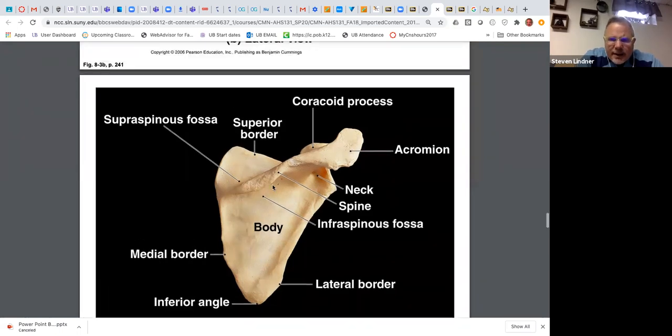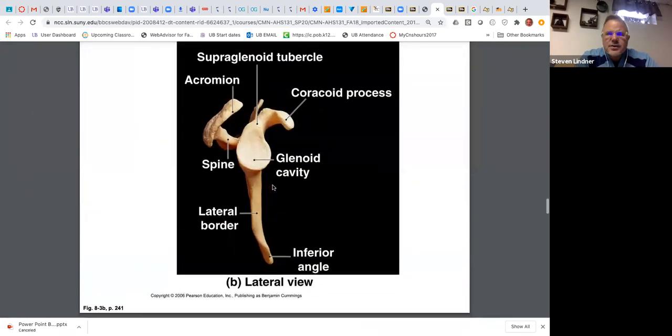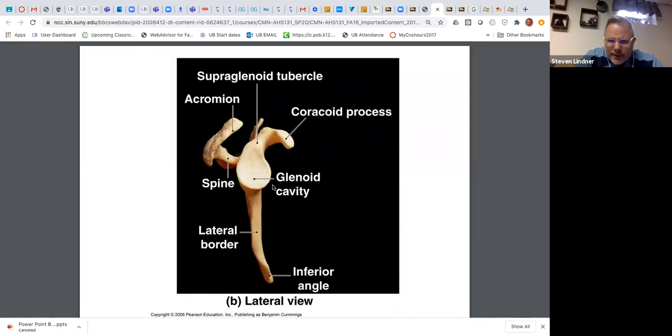Now, I want to go back here for a second. There's two tubercles that I want to point out. When you find the glenoid cavity, on the top, right here, there's a little bump, and right on the bottom, there's a small little bump. Supraglenoid, like glenoid fossa: supraglenoid tubercle, infraglenoid tubercle. Why are these tubercles important?